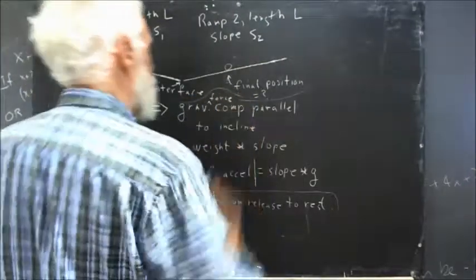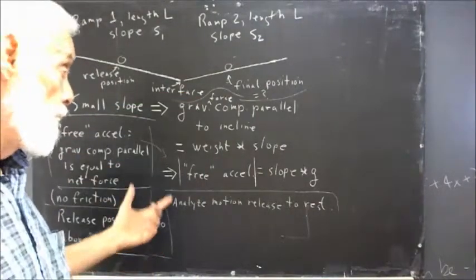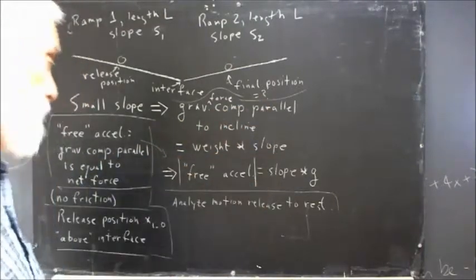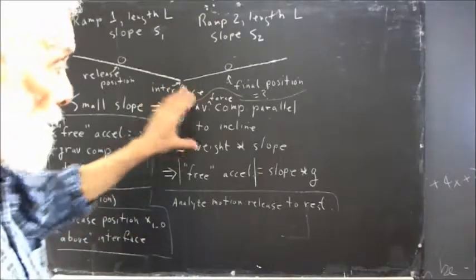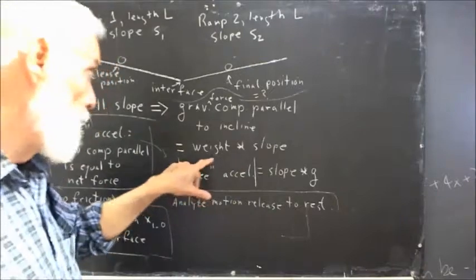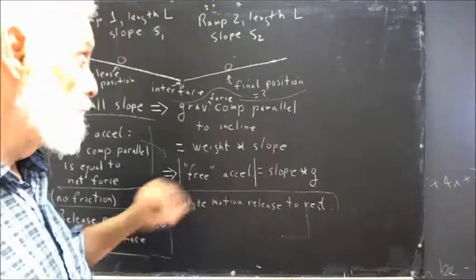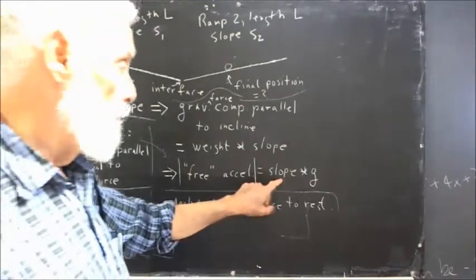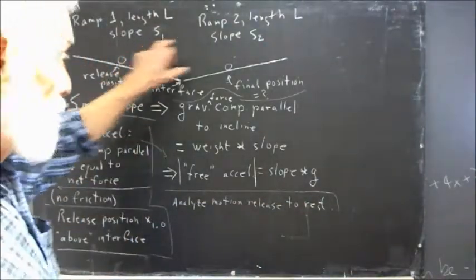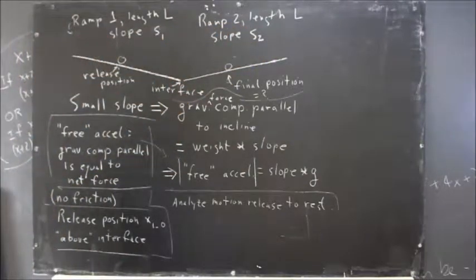And I'm going to be cluttering things up here, and that might be difficult to read even with the decent resolution of the video. Okay, anyhow, the gravitational force component parallel to the incline is the weight times the slope. And we're just talking about the magnitude of the gravitational force, since we don't have any vectors, any arrows up here. Okay, and that's the weight times the slope. And that implies that the free acceleration is equal to the slope times g, where g is the acceleration of gravity. So that knowing slope S1 and S2, we know the magnitude of the acceleration on both of these ramps.